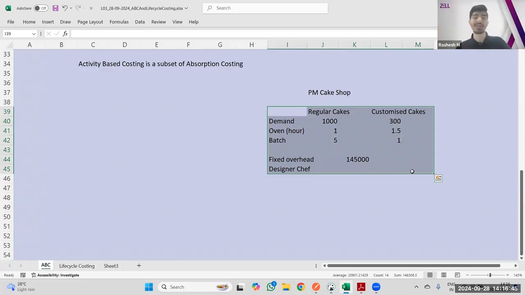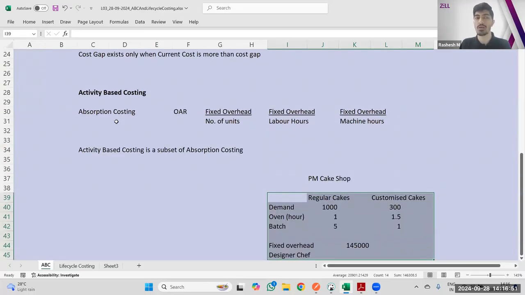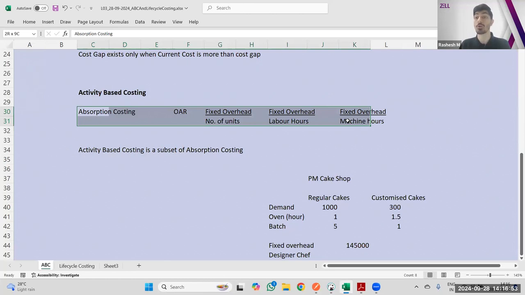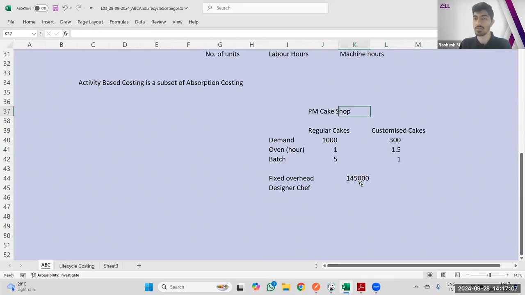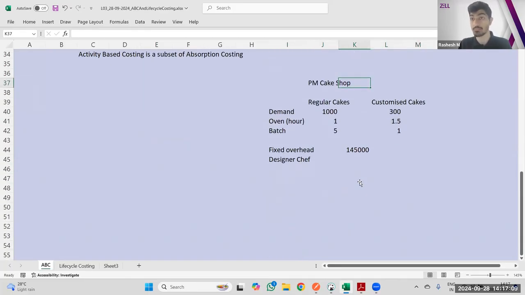Perfect. So let's solve this to revise last week. Let's solve this first of all. If the company were using absorption costing, what would they do? So in my cake shop's process, machine hours, is it safe for me to say that would be the oven time? That's the only machine where my time is going. So if I were to solve this using absorption costing methods, it would be very, very simple.